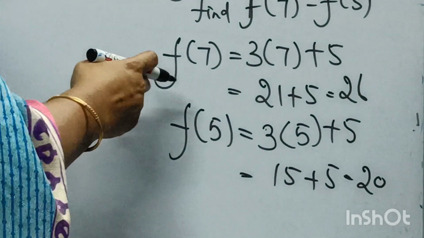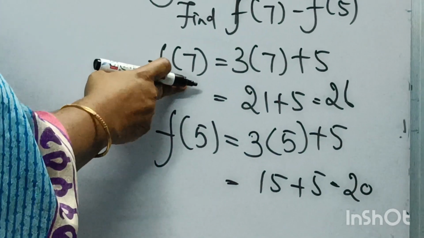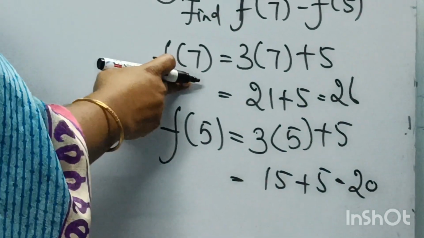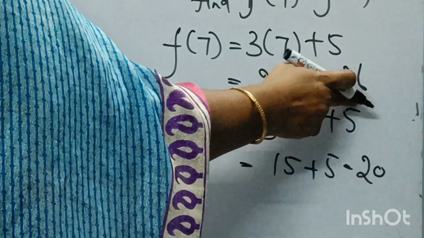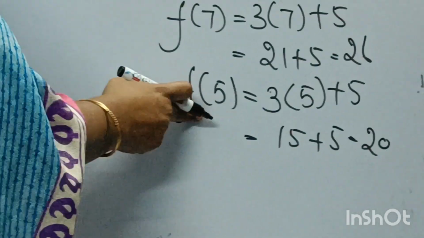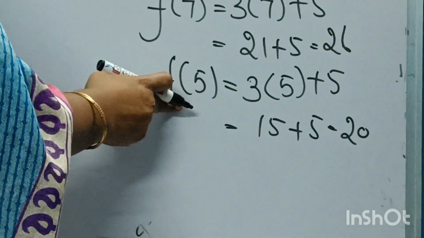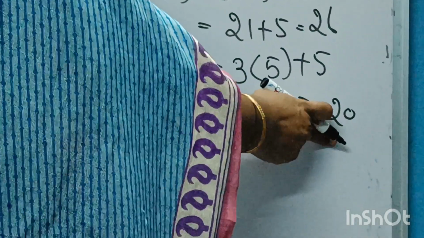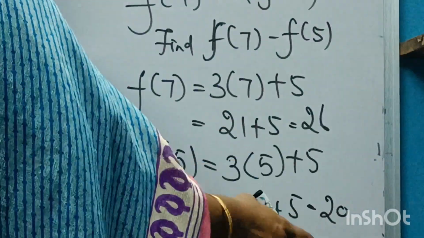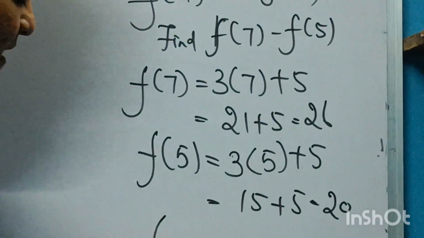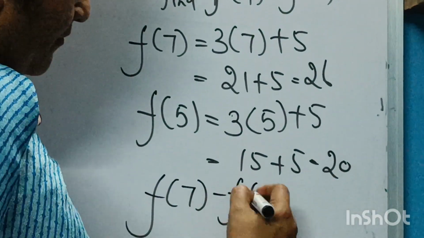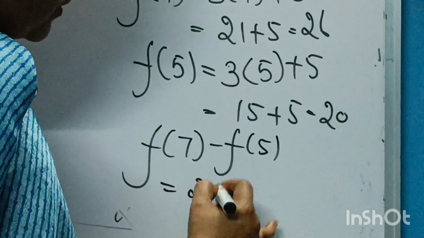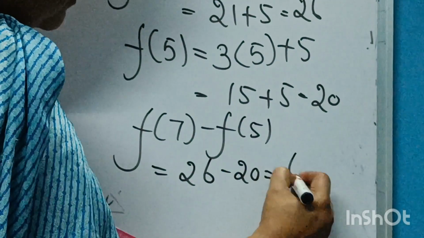We have found the value on substituting x equal to 7 in the given polynomial equation, which is equivalent to 26. Similarly, we have substituted x equal to 5 in the polynomial equation, and we obtain the value as 20. So now you have to substitute the given values in the expression f of 7 minus f of 5. Therefore this becomes 26 minus 20, which is equal to 6.